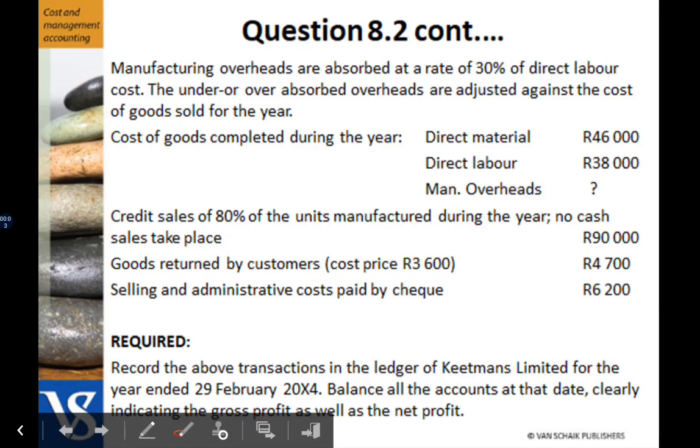Good day, everyone. As I promised, I'm going to provide you with this recording of the second session of this chapter 8. You may remember that in the last video, this is where we ended, with question 8.2. So we will carry on from here. That question was for the integrated accounting system, but now we want to look at a question where we're going to have an interlocking accounting system.